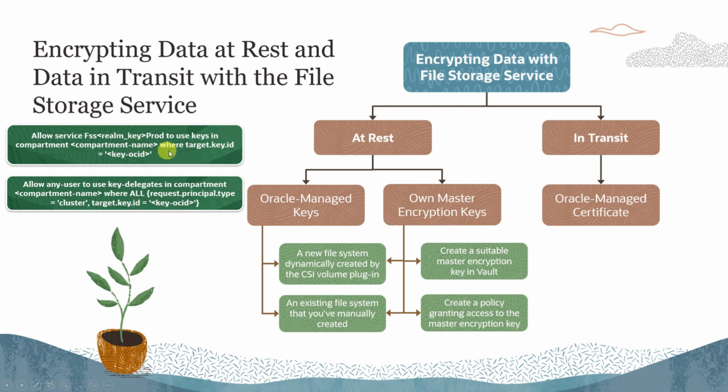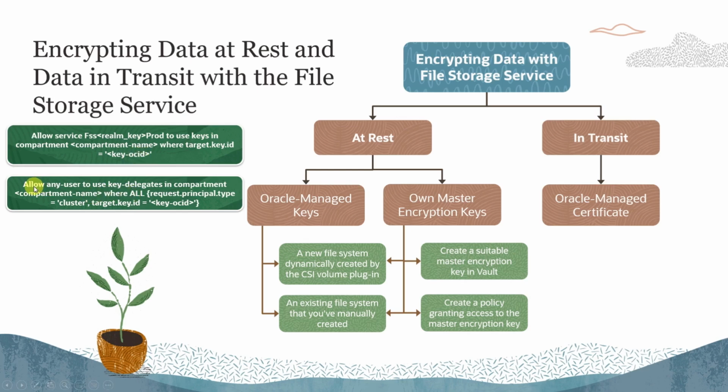where you specify your compartment name, where target.key.id is set to the OCID of your master encryption key, where FSS realm underscore key prod is the name of the file storage service user. The name of the file storage service user depends on your realm. For more information about realm, you must visit the regions and availability domains official documentation. Compartment name is the name of the compartment containing your master encryption key, and key OCID is the OCID of the master encryption key within the vault.